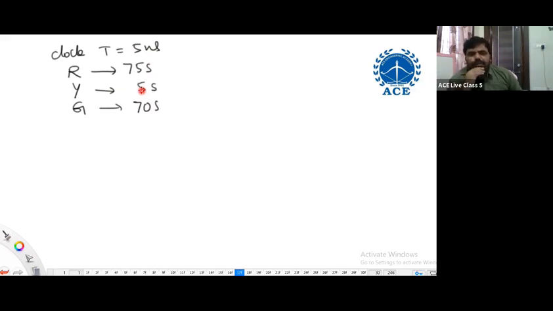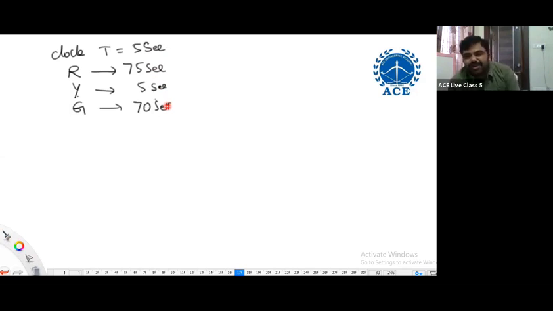So what is it here? Red must be on for 75 seconds, yellow for 5 seconds, and green for 70 seconds. The only available information is a clock of 5 seconds. Sorry, 5 seconds, not 5 nanoseconds. Simply a clock is available with 5 seconds. Then how many flip-flops are required to design this FSM?